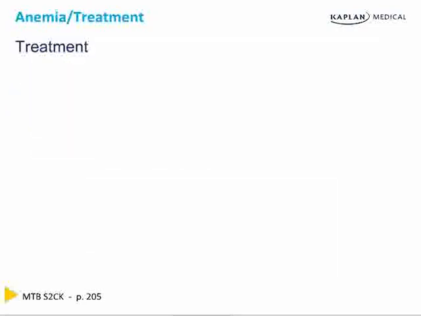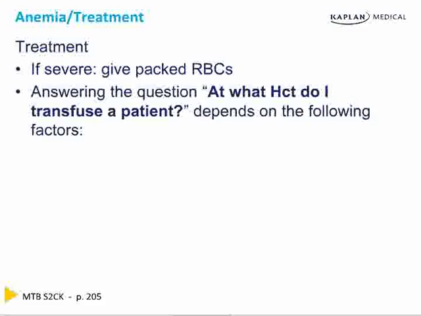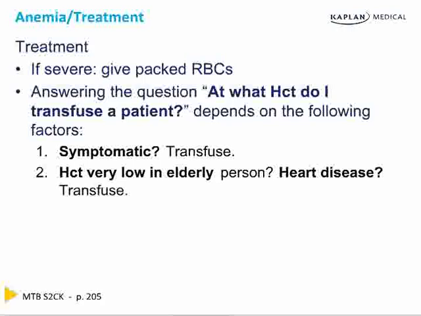The treatment of anemia, if it's severe, you're going to give packed red blood cells. Now, nobody gets whole blood anymore. Whole blood is always wrong. Now, answering the question, at what hematocrit do I transfuse, really depends on the nature of the patient. First of all, are they symptomatic? If they're symptomatic, it's easy. You can't let people walk around being short of breath and lightheaded. Anybody who's symptomatic needs to have the tank filled, period. Young, old, healthy, unhealthy. You can't breathe, you get lightheaded, you've got to get transfused.